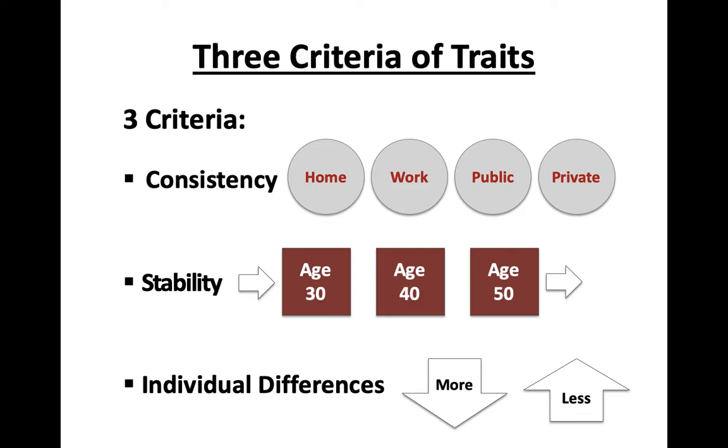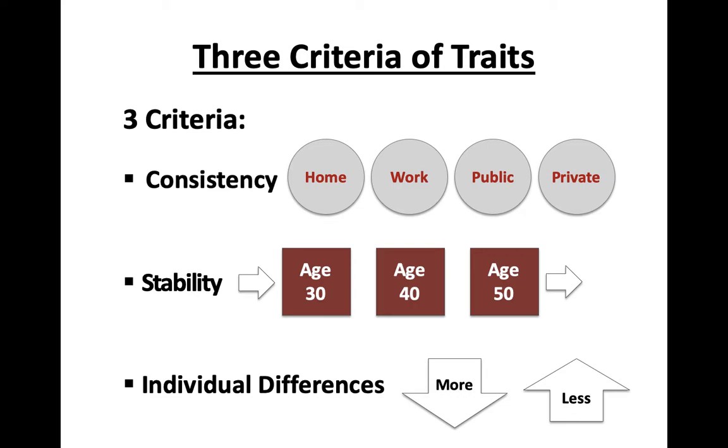The second criteria would have to do with stability. So individuals with a trait are somewhat stable over time in the behaviors related to that trait. So for example, somebody that's active at age 30 will also likely be active at age 40 and also at age 50. So the behaviors are stable.